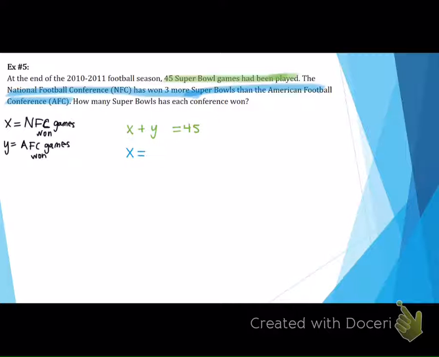Would it be x equals y plus 3? So think about this. This is just theoretical. This is not the answer because it's not even going to add to 45. But if the AFC had won 12 games, the NFC would win 15. Do you see how 15 is bigger than 12? Shouldn't NFC have more wins than the AFC?